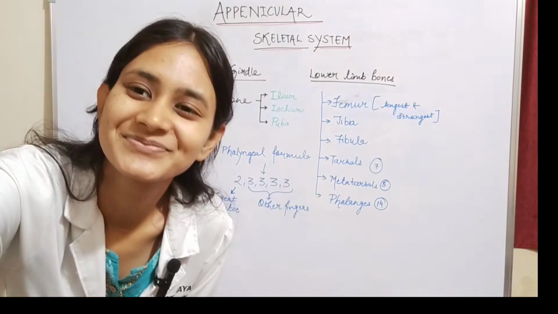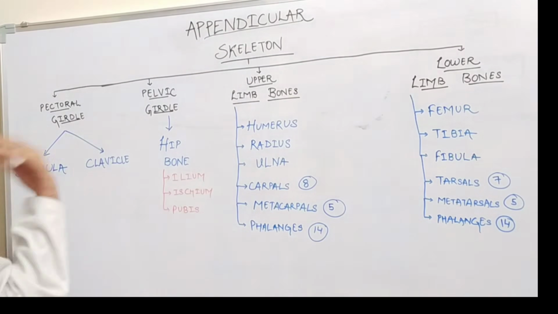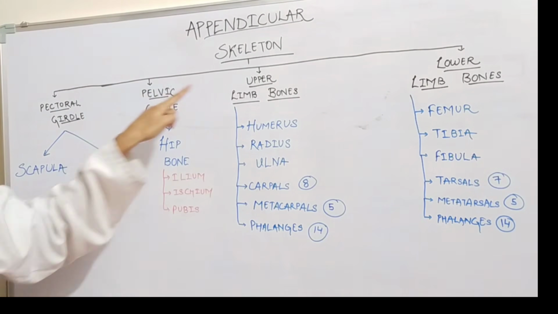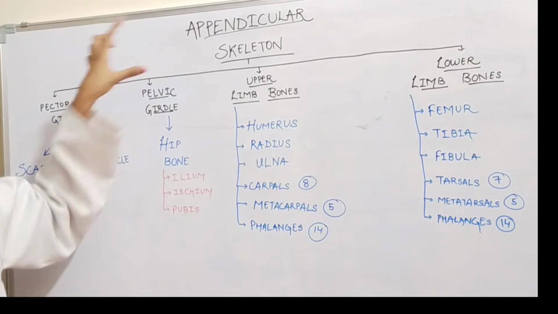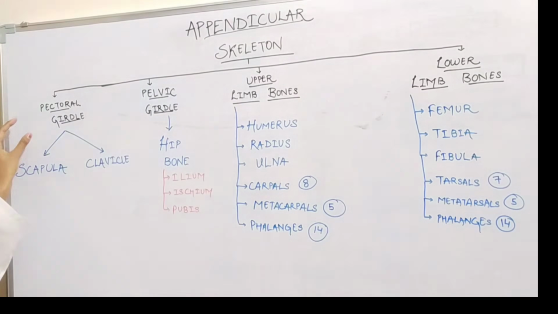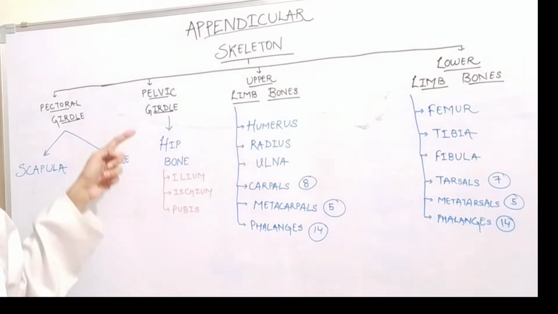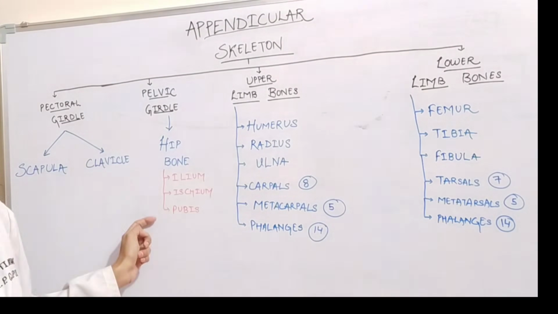Thank you. So here we have completed our appendicular skeleton video. And now here is the revision. Pectoral girdle, pelvic girdle, upper limb bones and lower limb bones all constitute our appendicular skeleton. Pectoral girdle consists of scapula and clavicle, and pelvic girdle consists of hip bone. Hip bone is further divided into ilium, ischium and pubis.